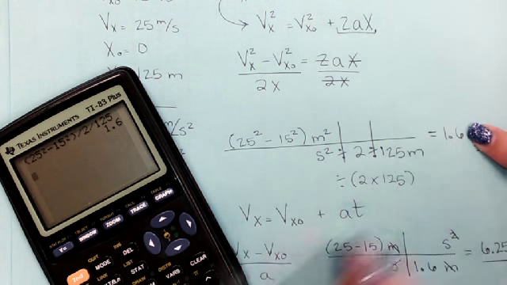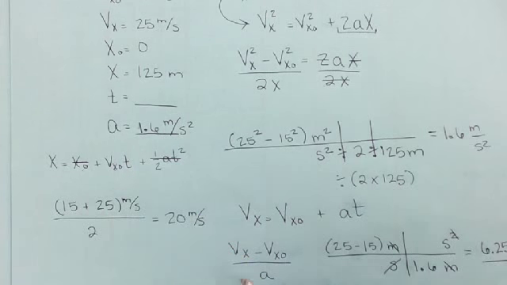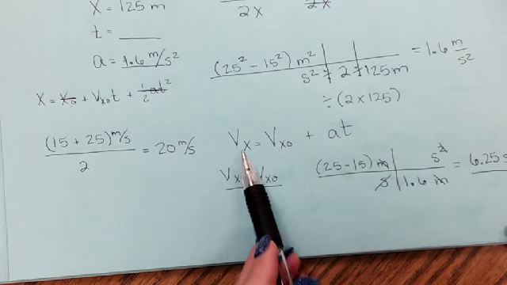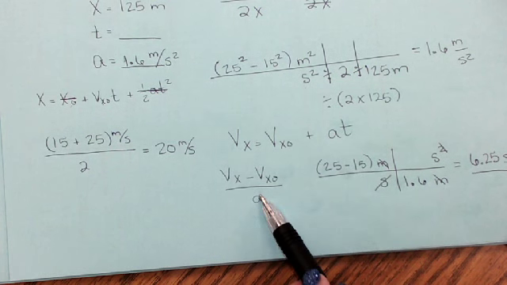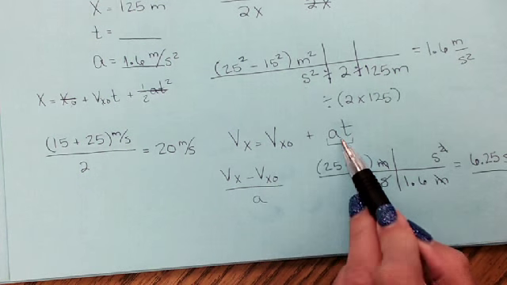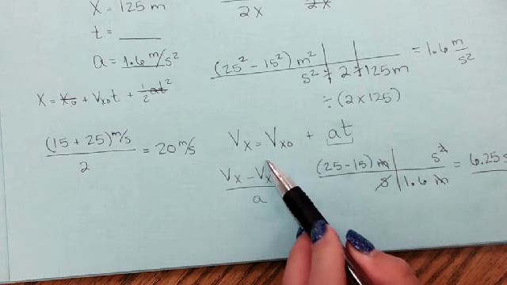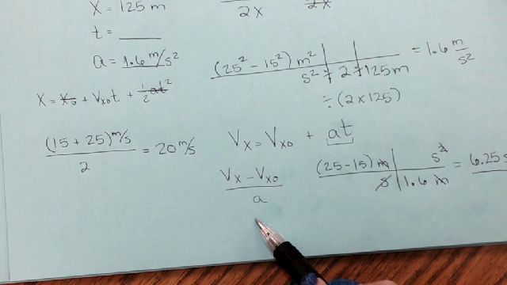So I get my acceleration, wrote it over here. Now I'm going to move on to another equation so that I can get time and rearrange for time. Okay, so it's in this segment, so I want to get the segment by itself. So subtract Vx naught from both sides, and then divide both sides by a.